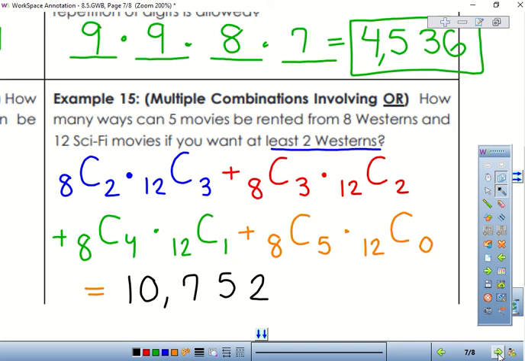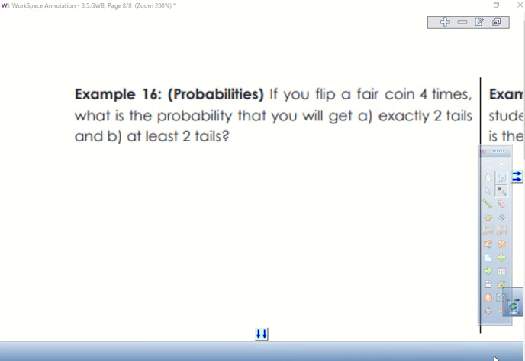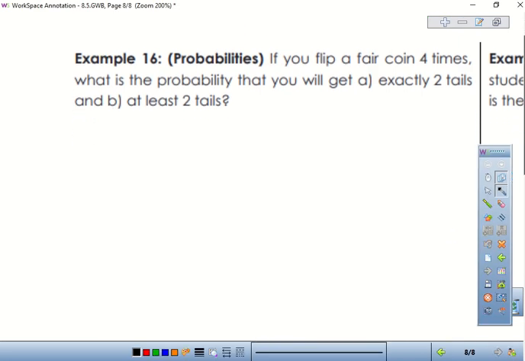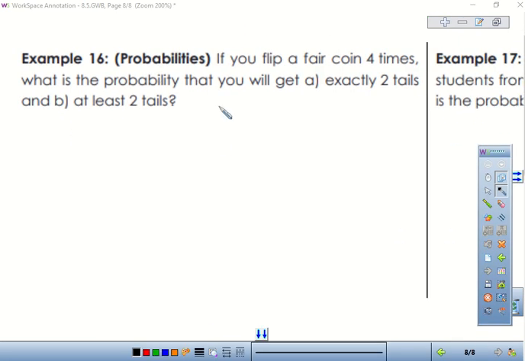Okay, we got 2 more problems to do and then we'll be done. I know this is a lot. So, if you flip a fair coin 4 times, what is the probability that you get A, exactly 2 tails? Let's do that first. If you get exactly 2 tails, do I care which flips are tails? Do I care what order it's in? No, so it's not a permutation, it's a combination? Good. So we have 4 choose 2.